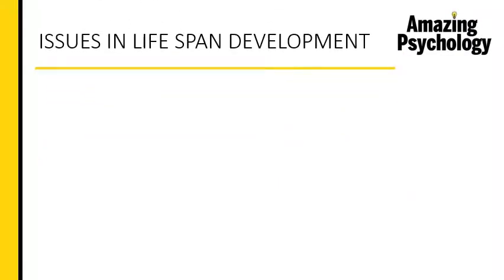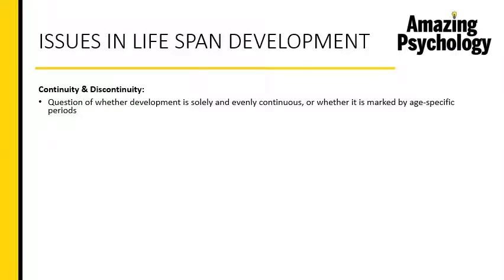The definition we previously looked at was with reference to the issues or problems that normal people face. Now let's look at some of the issues that researchers face when they study lifespan development. The first is continuity and discontinuity. Let's see what that means. There's this question about whether development is a very even and continuous process or whether it occurs in very specific stages marked by a certain age. We've already talked about this in the previous video, and this is a question that troubles most researchers.